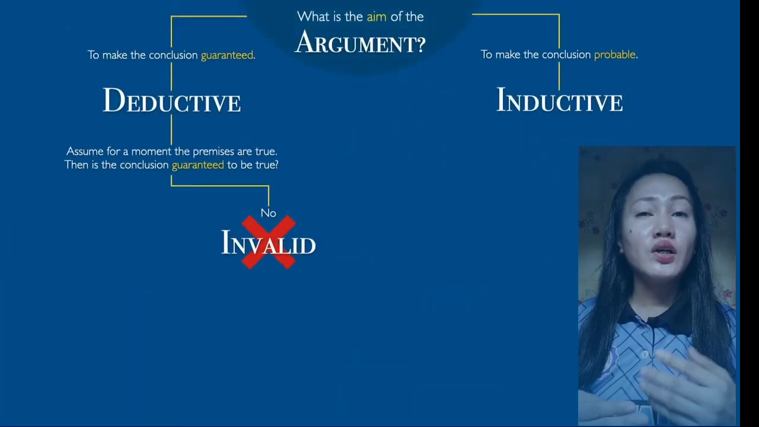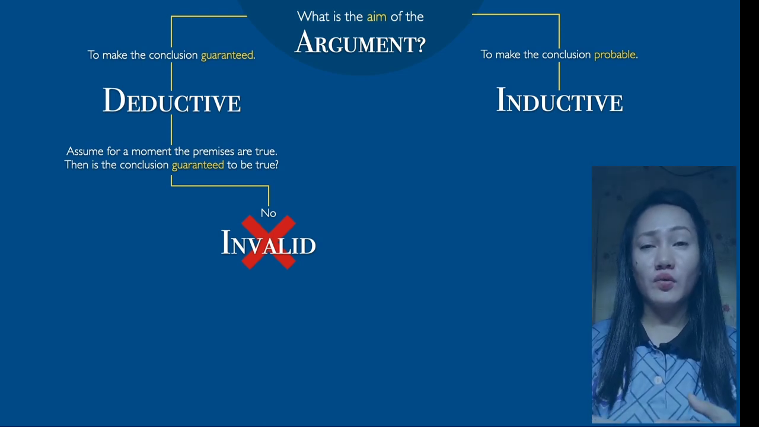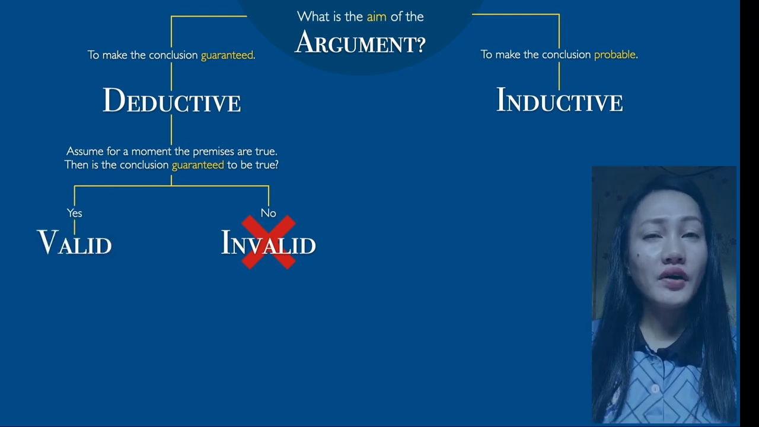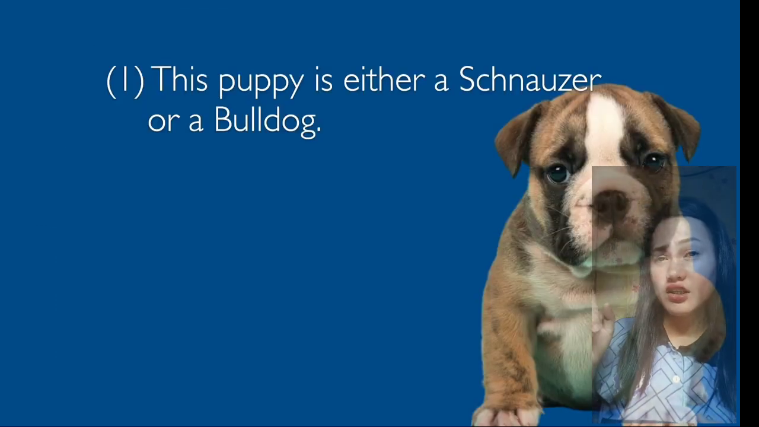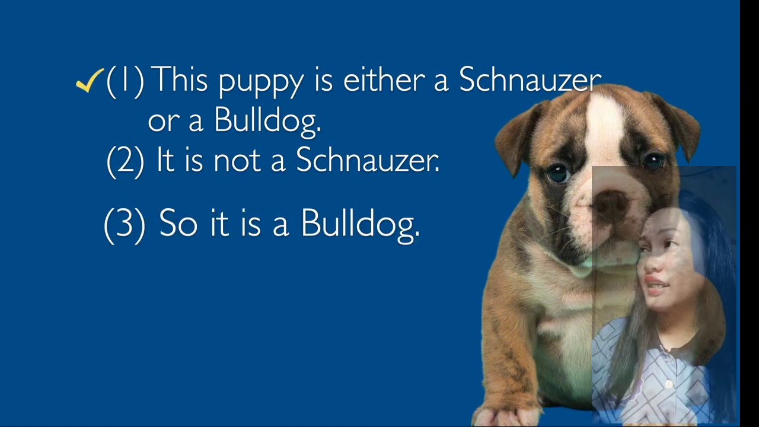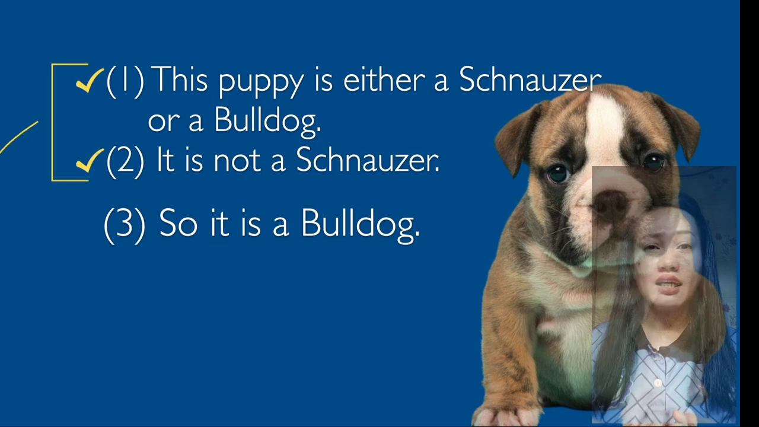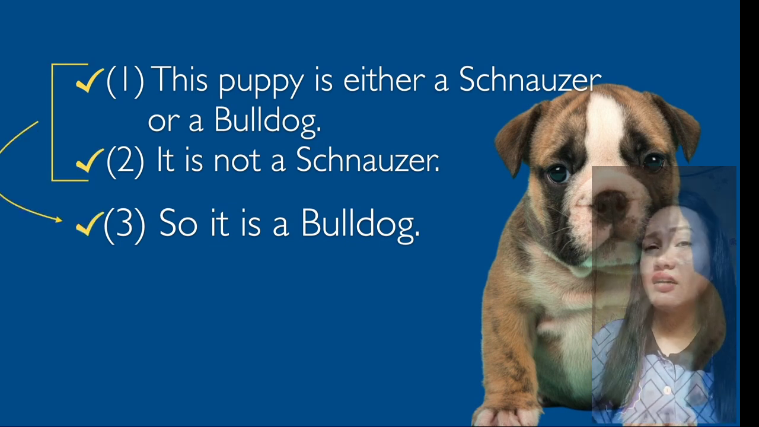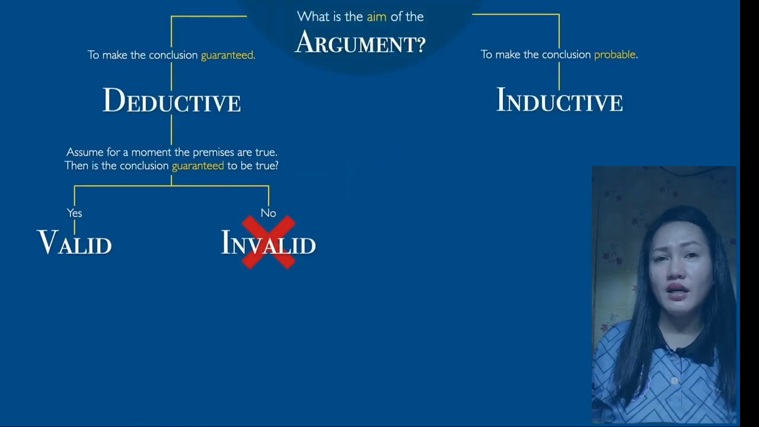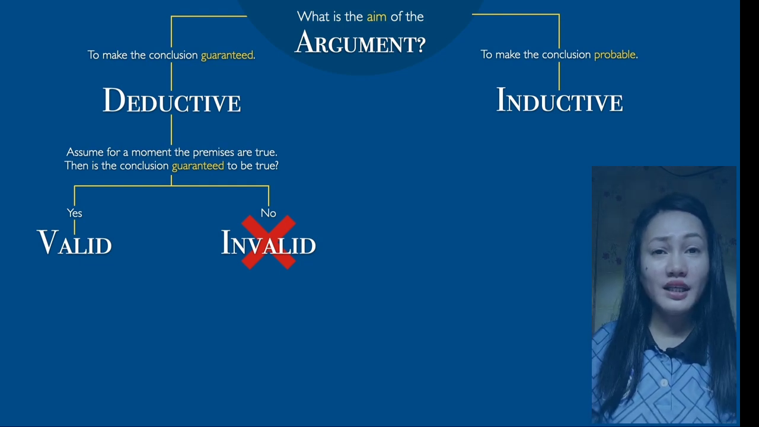But sometimes, when you assume the premises are true, you can just see that the conclusion, therefore, has to be true. This is valid reasoning. For instance, this puppy is either a schnauzer or a bulldog. It's not a schnauzer, so it is a bulldog. Now, if it really were true that this puppy is either a schnauzer or a bulldog, and if it really were true that it's not a schnauzer, well, then it would just have to be a bulldog. How could it be otherwise? This argument is valid. It succeeds in its aim of a guaranteed conclusion.